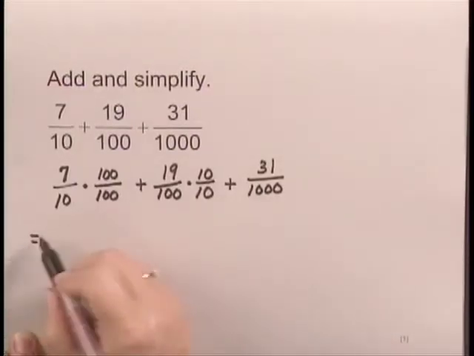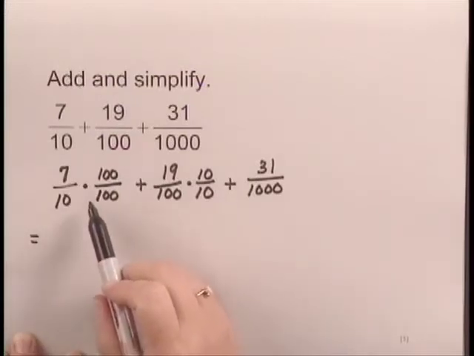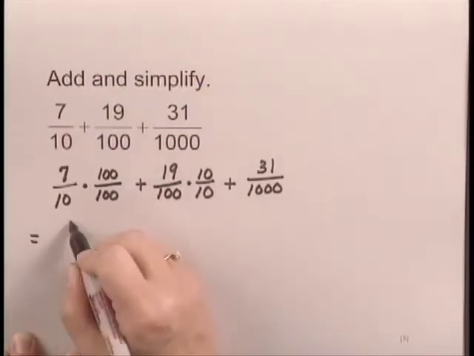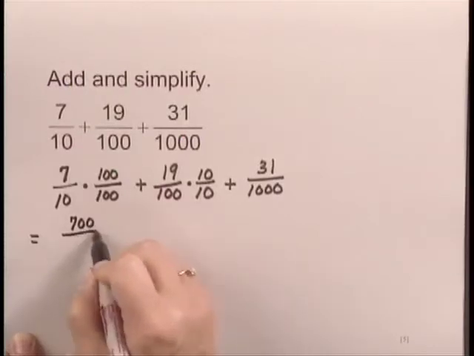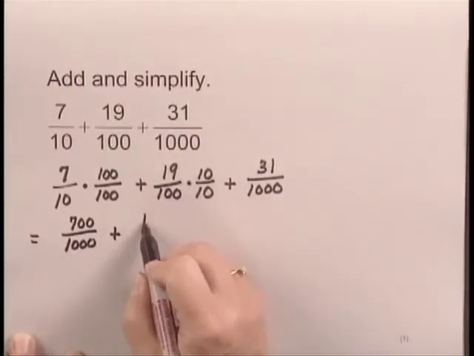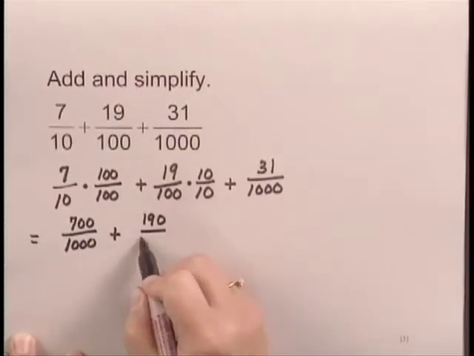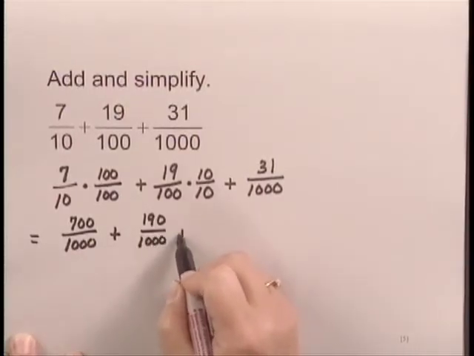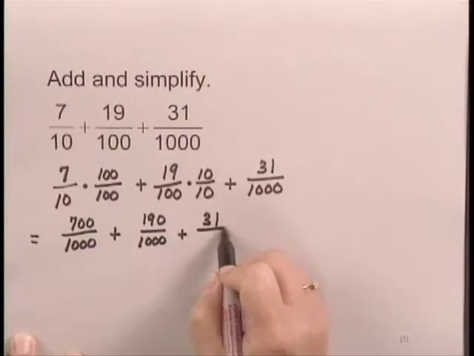When we multiply fractions, we multiply numerators and multiply denominators. So 7/10 times 100 100ths is 700 over 1,000 plus 190 over 1,000 plus 31 over 1,000.